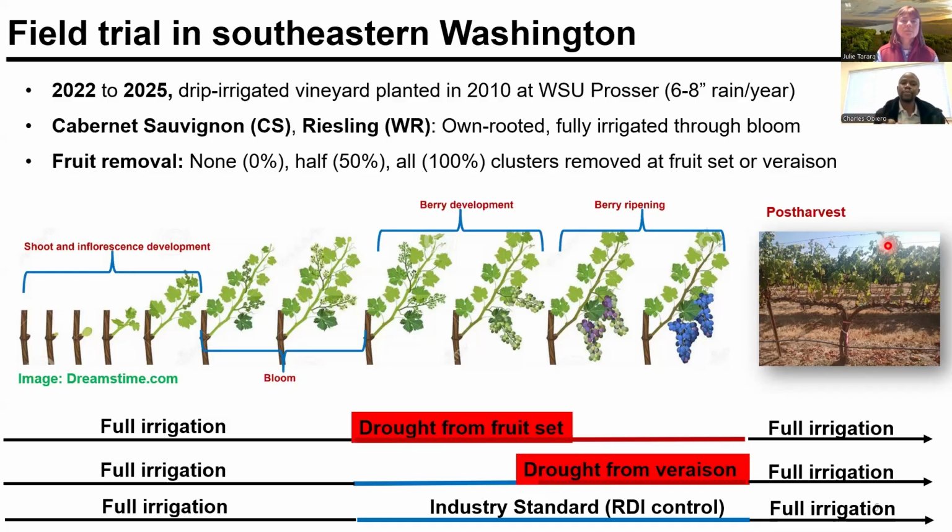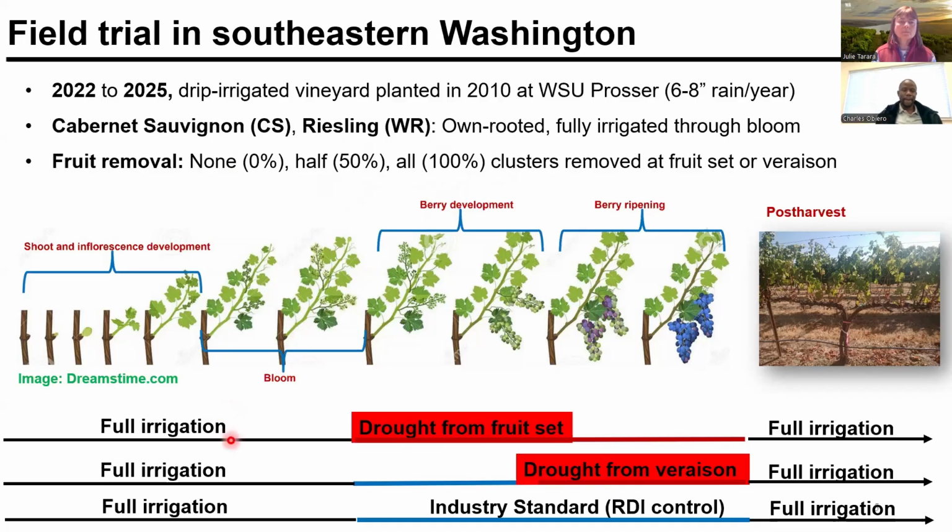So maybe there could have been impact that could have been conferred by rootstocks, but these are just unrooted vines. Then fruit removal: we had three different fruit removal treatments. We had vines that we didn't remove the fruit from, vines that we only removed half of the fruit, and vines that we removed all the clusters. So all the fruits were dropped.